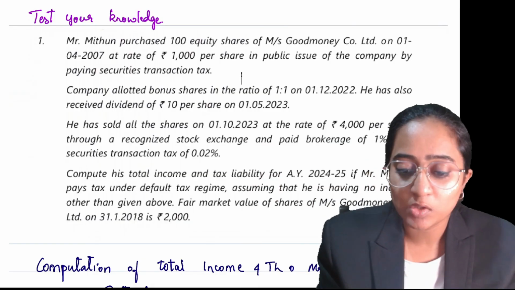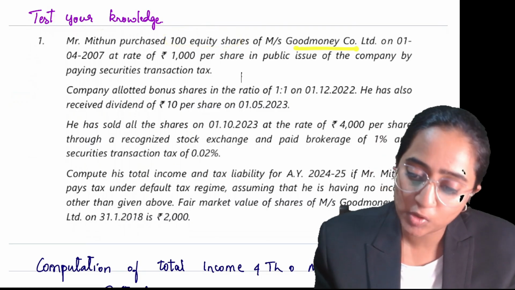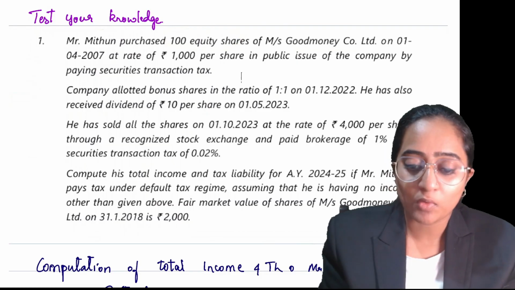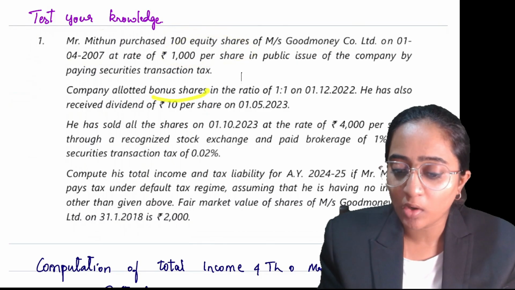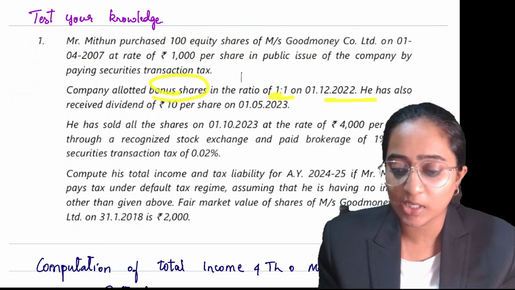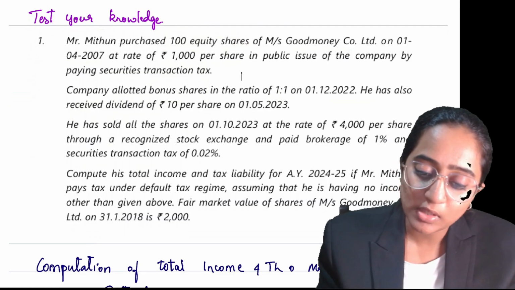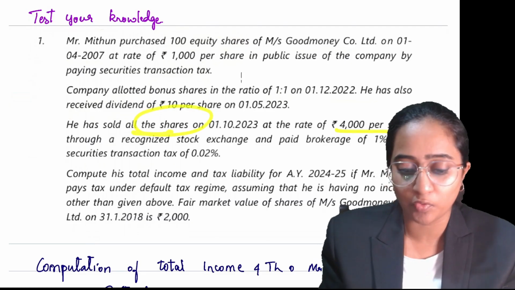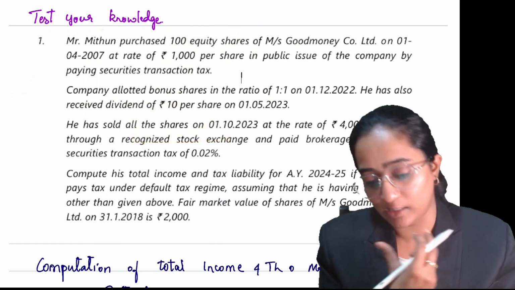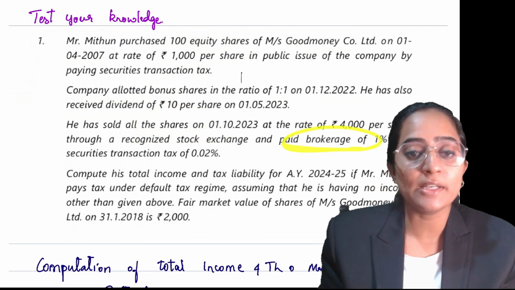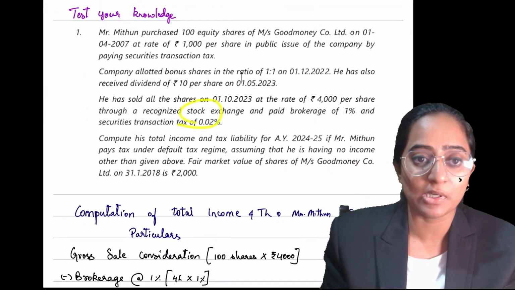Mr. Mithun purchased 100 equity shares of Good Money Co Limited on 1/7/2007 at the rate of 1000 per share. Now, what happened? The company allotted bonus shares in the ratio of 1:1, and he also received a dividend. Dividend is his other source of income. He has sold all the shares at the rate of 4,000 per share through a recognized stock exchange, which means they are listed shares, and has paid brokerage of 1% and securities transaction tax of 0.02%.